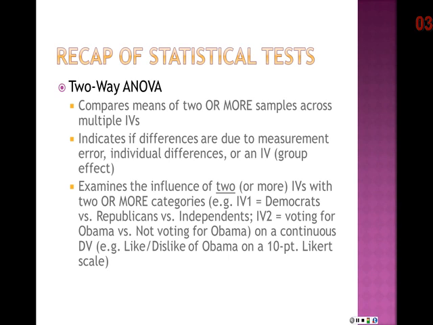So in this case, again, we have two or more categorical independent variables as they influence one continuous dependent variable. And additionally, it examines the interaction of the two independent variables, right? The way that the two independent variables work together to create a type of outcome.